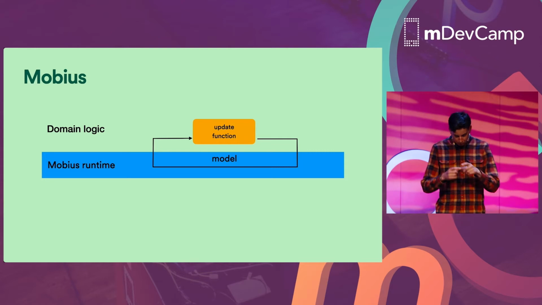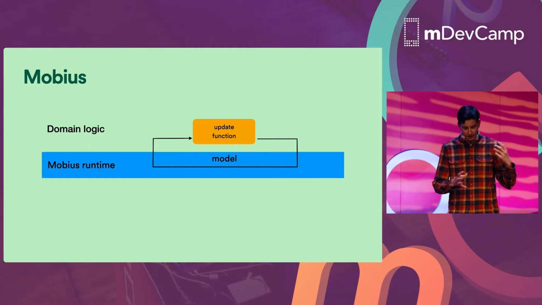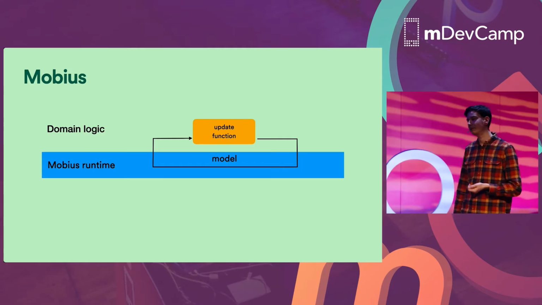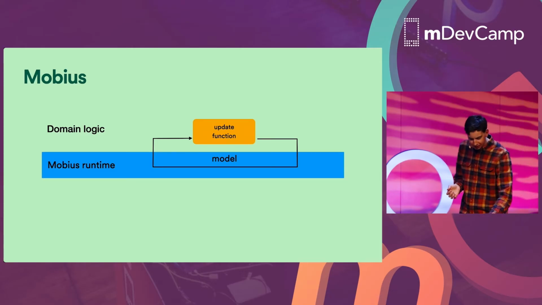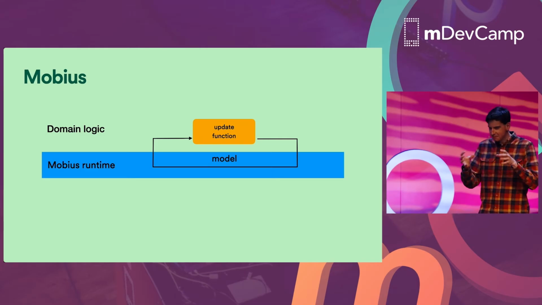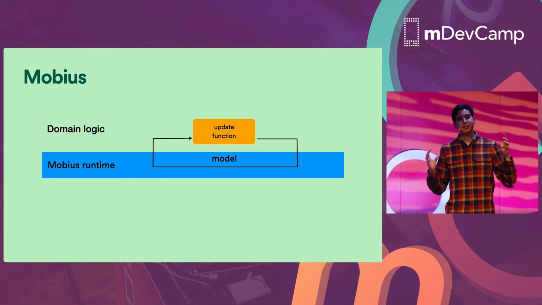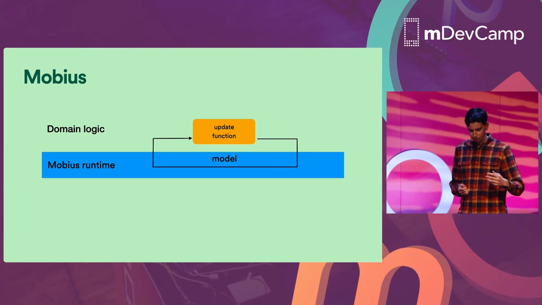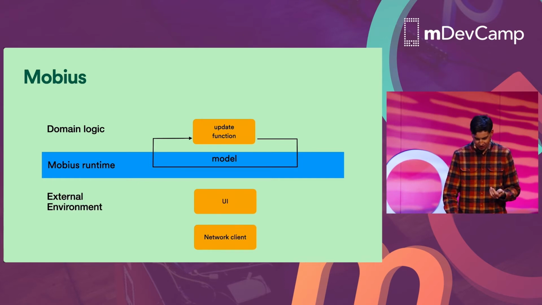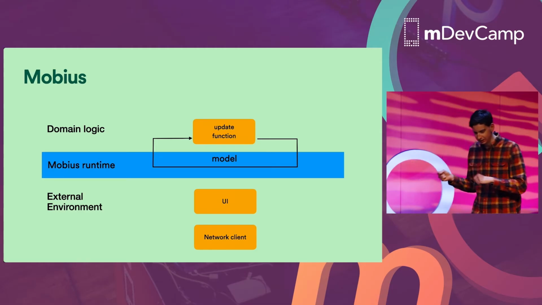In the slide, the blue part represents the Mobius runtime, which knows what the latest model is and processes the updates from the update function. But now when you look at this diagram, I'm sure you must be thinking, well, something is really missing here, right? It's very incomplete and fairly useless. We can be updating our model, but what is it for? So the real utility of Mobius comes from how we connect this model to the rest of our application. Essentially, an environment that we perhaps have a UI or a network client in.